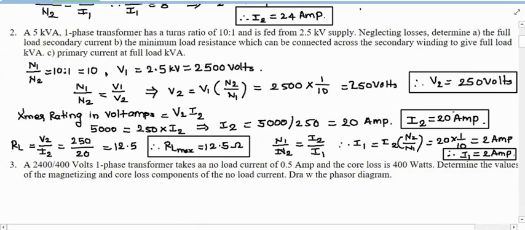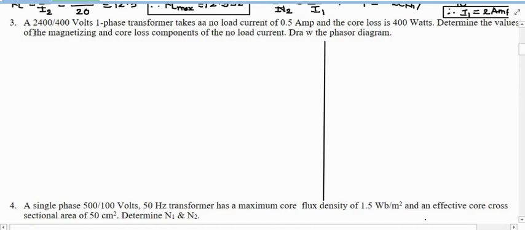Come to the third problem. Read the statement of the third problem. A 2400 by 400 volt single phase transformer takes a no load current of 0.5 ampere and a core loss is 400 watt. Determine the values of magnetizing and core loss component of no load current and draw the phasor diagram.